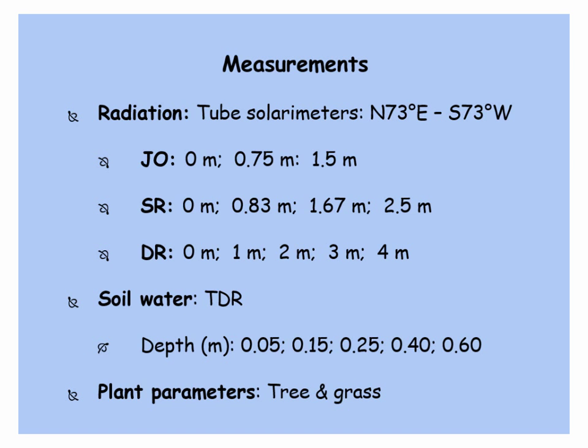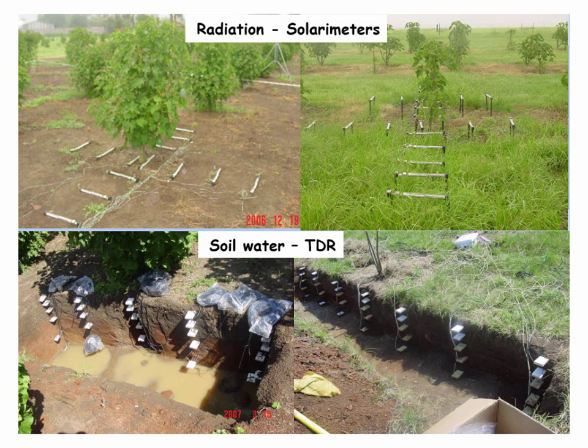So what measurements were taken? Radiation was measured using 2 solar meters at different distances across the hedgerow, from the middle of the intercropping zone to the hedgerow on the other side, for all the treatments: the tree-only, single row, double row and triple row. The same distances were used for soil water, but the depth was also considered. Plant parameters included basal diameter every month, tree height every month, and pasture across the same distances as the radiation.